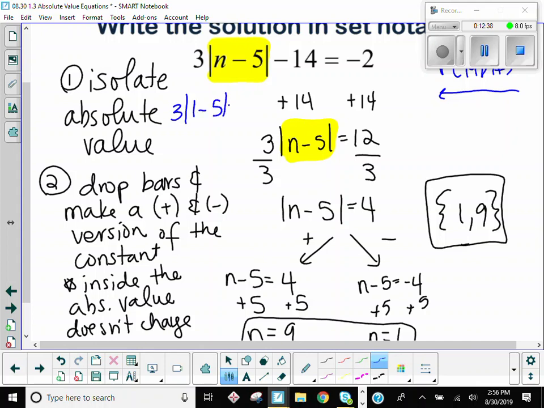1 minus 5 minus 14 equals negative 2. Simplify inside the absolute value. That's a negative 4. What is the absolute value of negative 4? Positive 4, so this becomes 3 times 4 minus 14. That's 12 minus 14, which is negative 2. Does that check out? Yes. Okay. Both numbers you put in there would work. Because no matter what, you're going to have either a negative 4 inside here, which becomes 4, or a positive 4 inside there, which becomes 4.